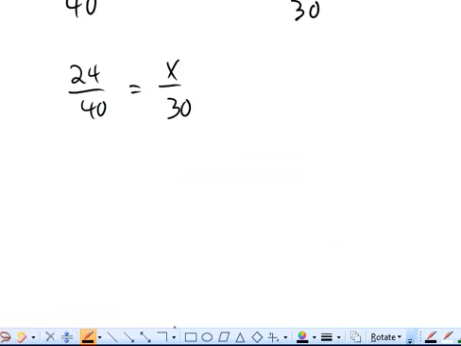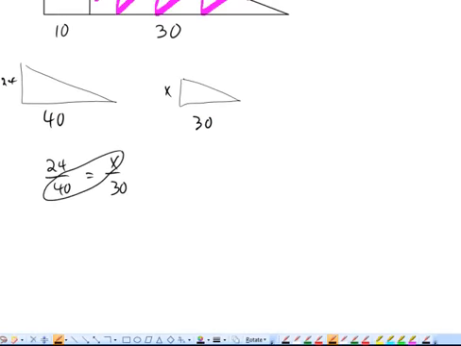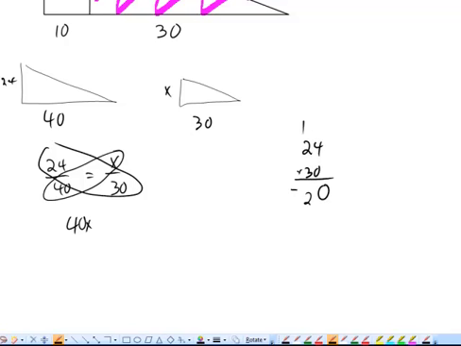Alright? So when you cross multiply, take the cross product. 40 times x just gives you 40x. And then 24 times 30. Over here on the side I'm going to do 24 times 30. If you multiply 0 times everything, it's just a 0. So you're really doing 24 times 3 and adding a 0. 4 times 3 is 12. 3 times 2 is 6. Carry the 1, so 720. So 40x equals 720.